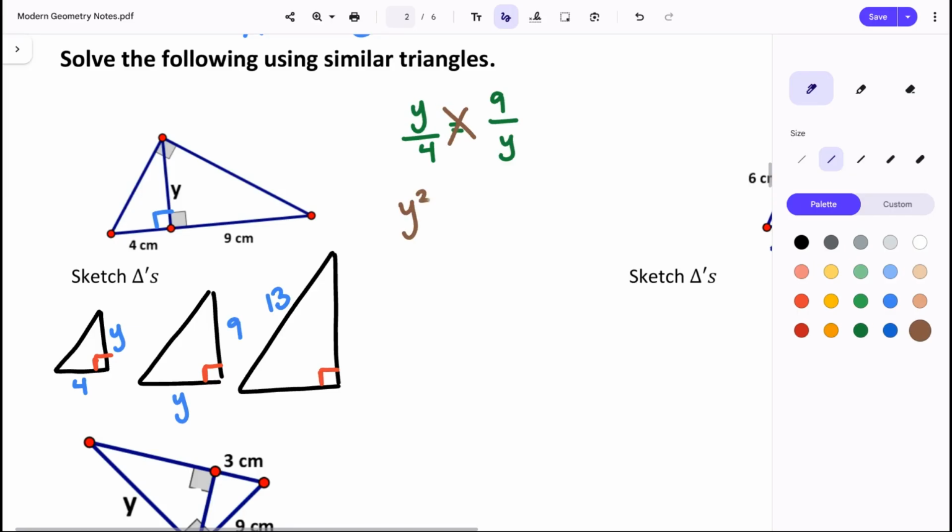Okay, I'm going to go ahead and cross multiply here. So we get Y squared equals 36. What would you guys get for Y? Good, just 6. Great job.